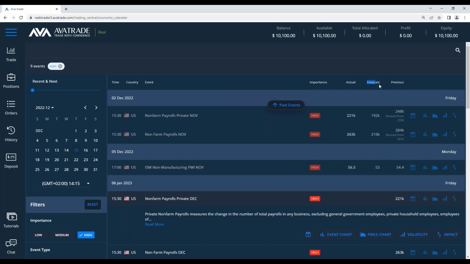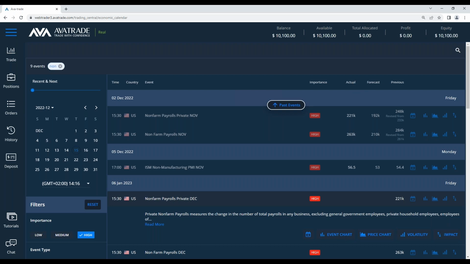What is the forecast? This is an anticipated number based on previous numbers. Every report like this is systematic, and it's happening every first Friday of the month. The NFP, the non-farm payroll. This is a general idea of how fundamental analysis works.